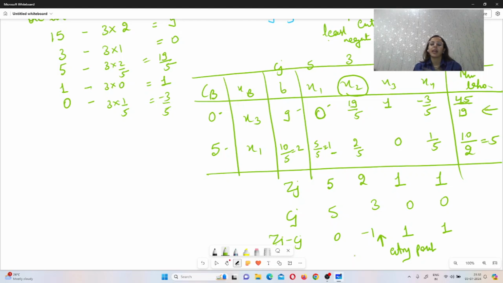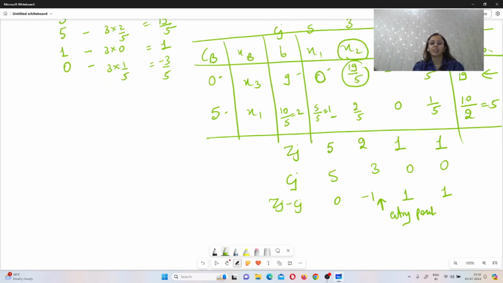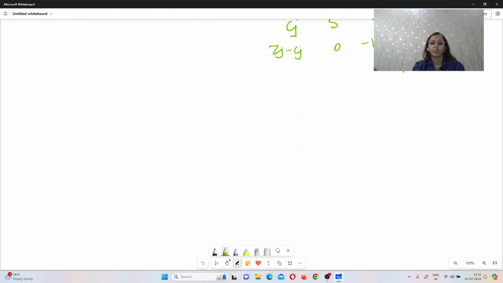So this is the minimum point which we have selected. So the key element over here is found from the entry point and the minimum point. So the key element over here is 19 upon 5. Right, you have to divide by the 19 upon 5, as we also find the new lines. So again we have to make the table. Don't worry, the table is repeated again and again in the same way.